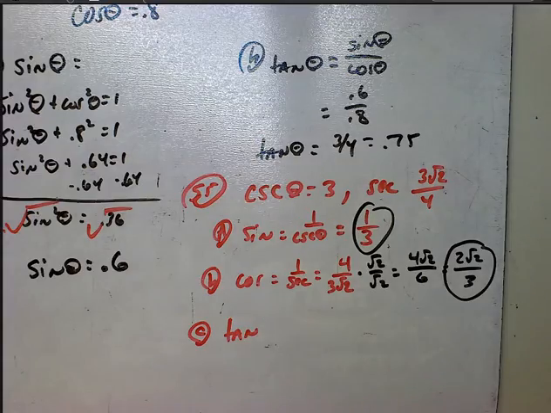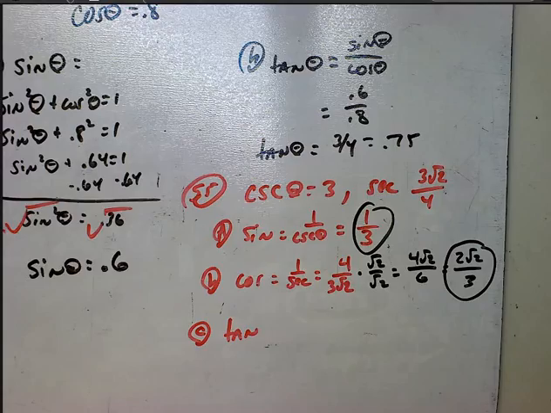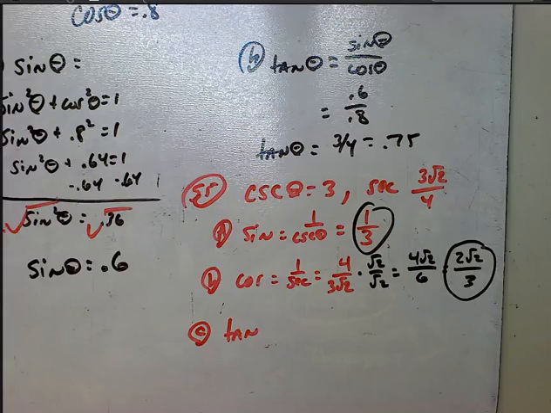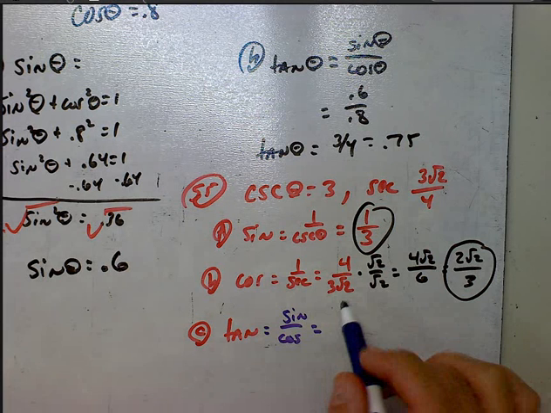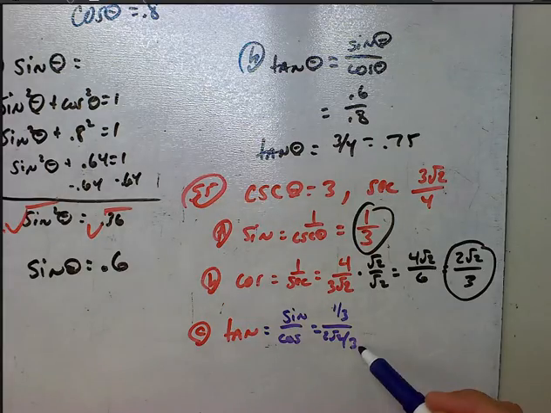And then tangent can be lots of things on this paper, but I'd probably do the one I already know, sine and cosine, just like I did in the original example. Tangent is sine over cosine, so 1/3 over 2 square roots of 2 over 3. Since the 3's are both on the bottom of the fraction, they cancel. That leaves me 1 over 2 square roots of 2.